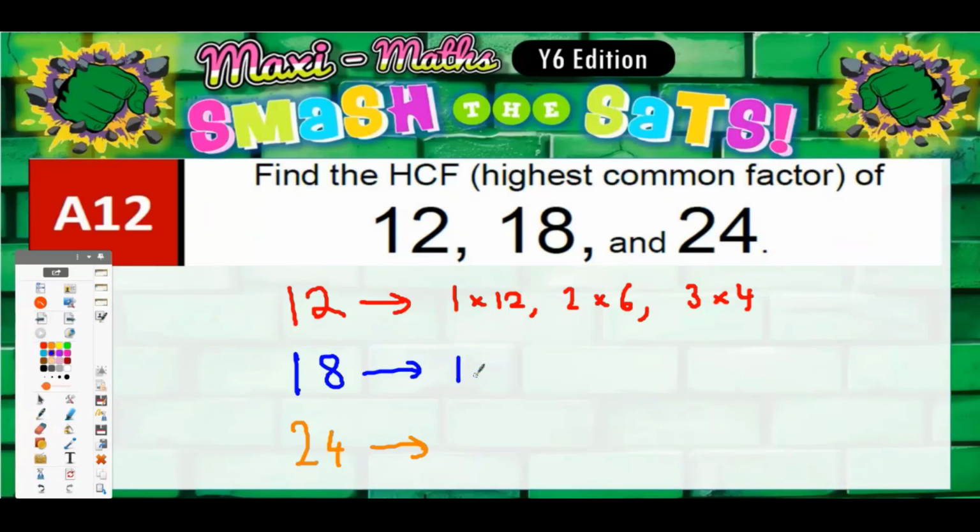Now we'll do the same for 18. So we always start with 1 times 18. Then we'll see if 2 works. Well, yeah, 2 does work because 18 is even. So 2 times 9. Does 3 work? Yeah, 3 works. 3 times 6. Does 4 work? No. Does 5 work? No. Does 6 work? Yes. Well, 6 does work, but I've already said it because it pairs up with 3.